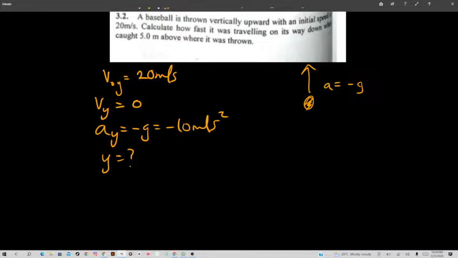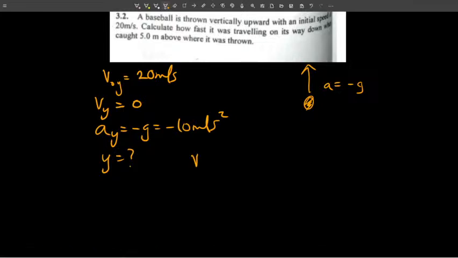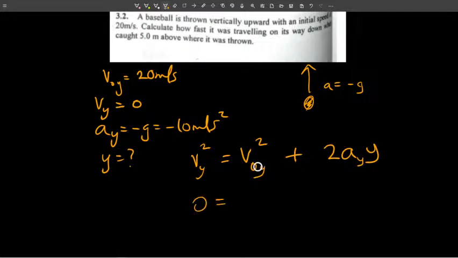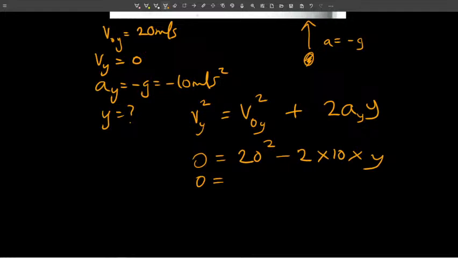Help me out. What will be the formula? That will be V squared equals V naught squared plus 2AS. But now we're dealing with the Y component. So this is 0, so 0 equals 20 squared plus, that will give me minus because A is minus, so minus 2 times 10 times Y, which is what I'm looking for. So that will be 0 equals 400 minus 20y.